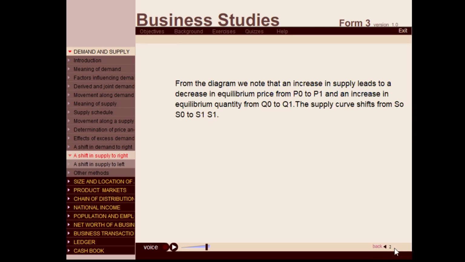From the diagram, we note that an increase in supply leads to a decrease in equilibrium price from PO to P1 and an increase in equilibrium quantity from QO to Q1. The supply curve shifts from SO, SO to S1, S1.